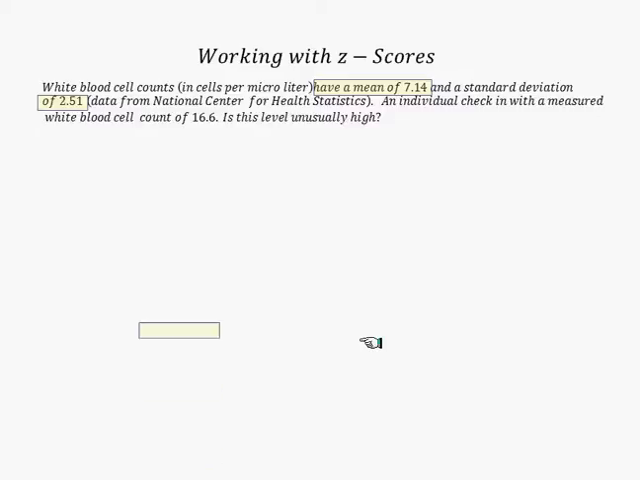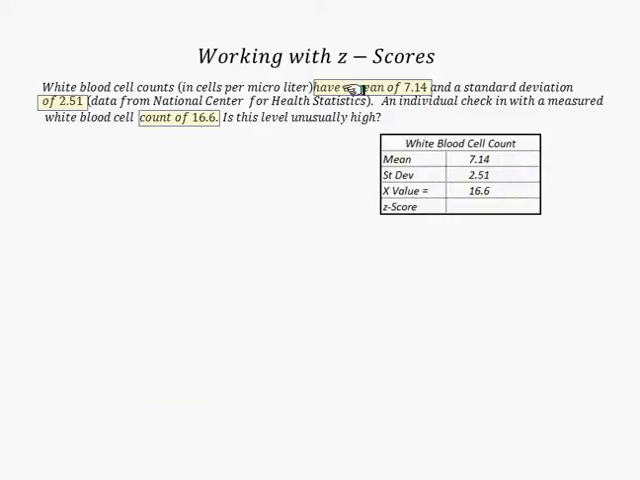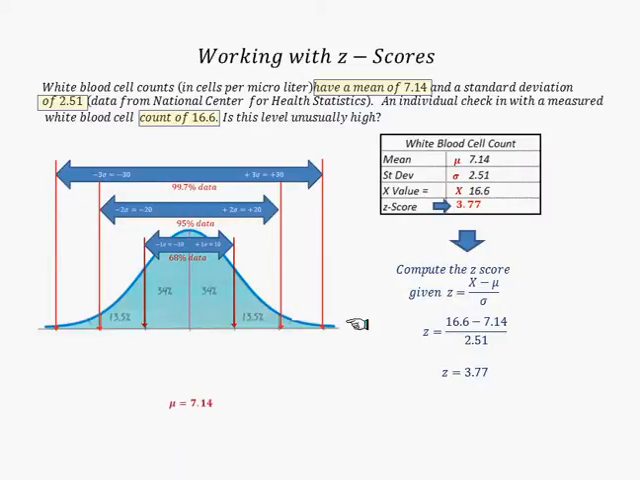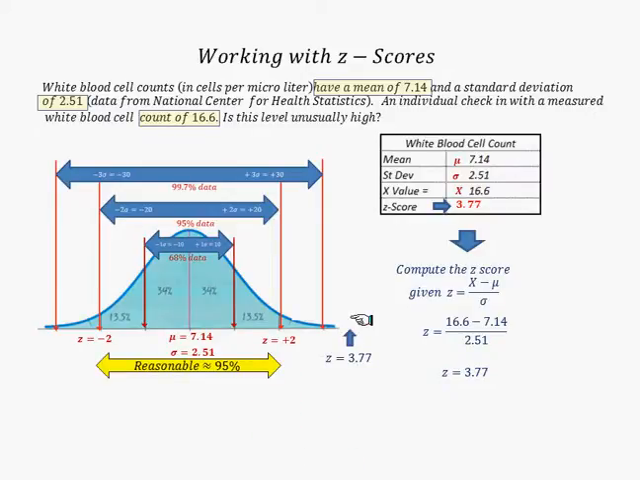Now we're looking at white blood cells. Here's the mean and so on. We've summarized the data here. Computing the z-score, here's mu, sigma, and x. The z-score, 3.77. And on the screen here, 3.77 is way in the far right end here. This is an extremely rare event, very unreasonable, and therefore we would probably take action in this case.